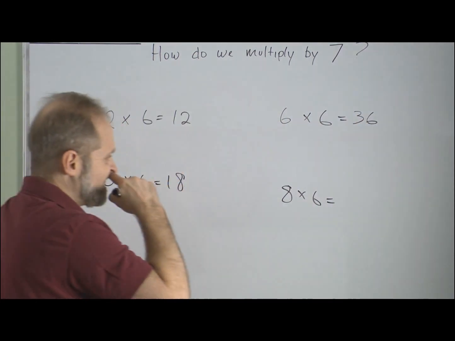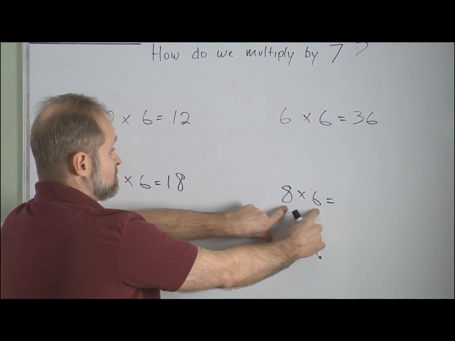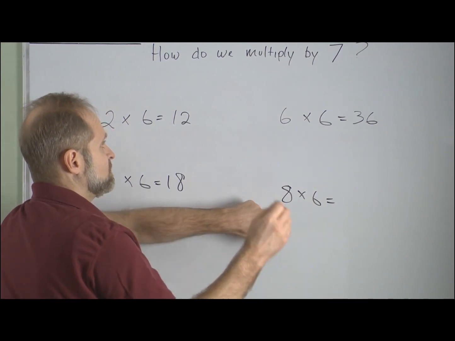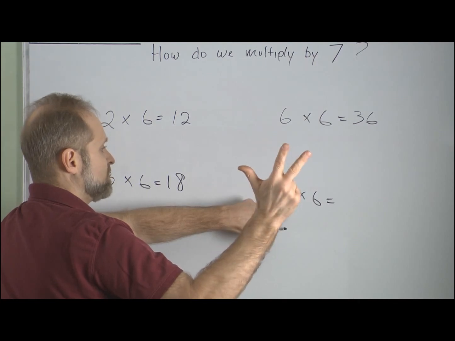Here we have 8 times 6. And so here we need to go even further on the skip counting list. 8 times 6, if we count that out, we're going to get 6, 12, 18, 24, 30, 36, 42, 48.